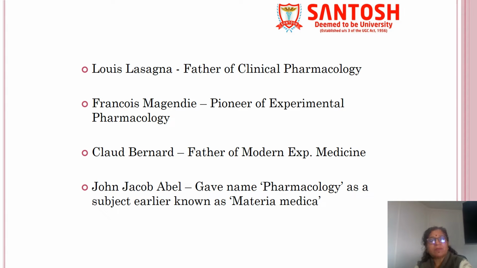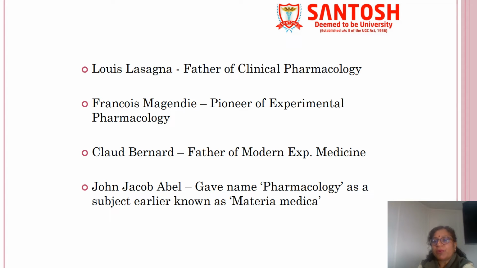Next name is Claude Bernard. He is the father of modern experimental medicine. Claude Bernard was a student of Francois Magendie, and later on he also worked on experimental medicine. He worked on pancreatic juices and liver glycogen and their importance, and his work is very pronounced in the vasomotor system, especially on vasodilatation and vasoconstriction.